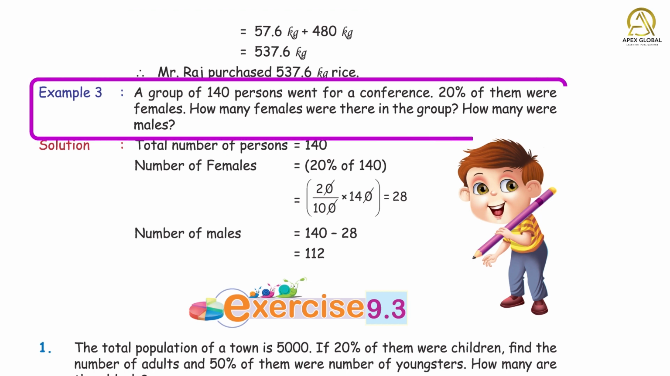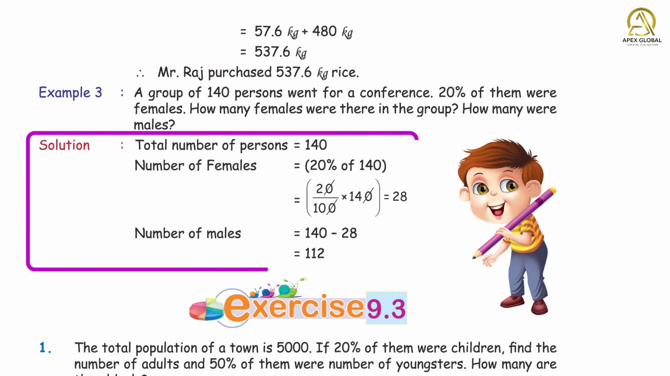Example 3. A group of 140 persons went for a conference. 20% of them were females. How many females were there in the group? How many were males? Solution. Total number of persons 140. Number of females 20% of 140, 20 upon 100 into 140 is equal to 28. Number of males 140 minus 28 equals 112.